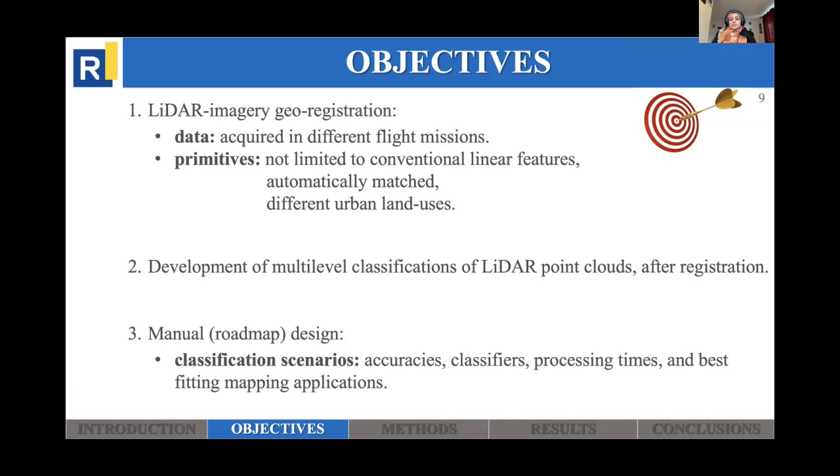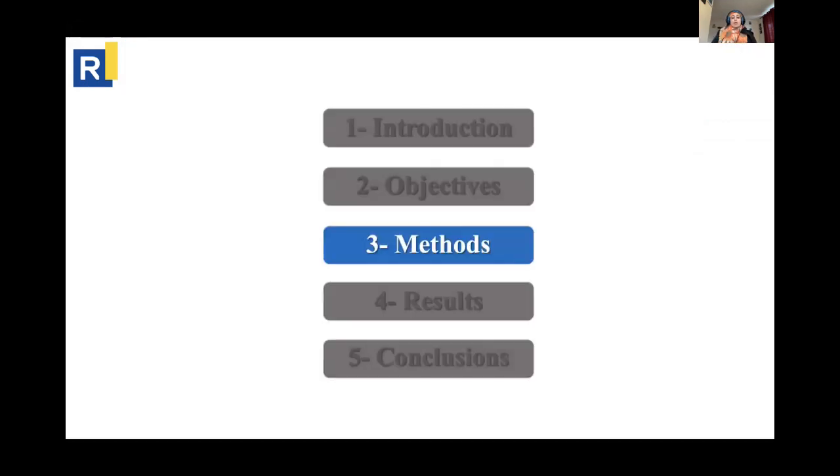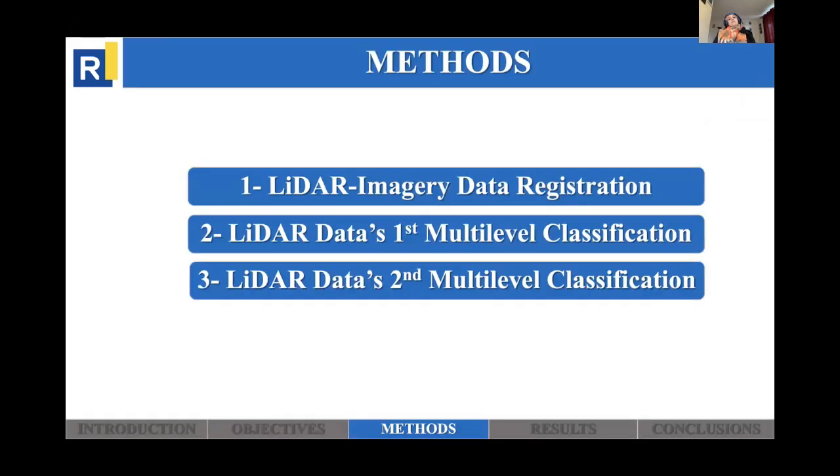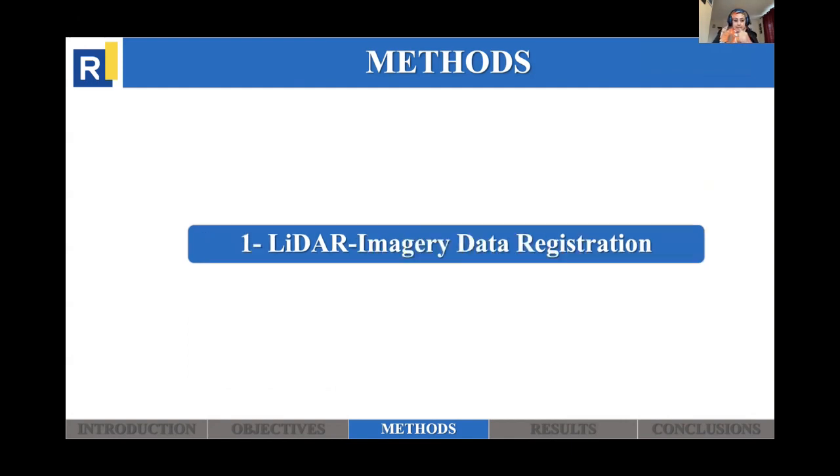And finally, to develop a roadmap that compares different classification scenarios in terms of accuracies, classifiers, processing times, and best fitting mapping applications for each classification scenario. The methods that I used in this research consist of mainly three steps: the LiDAR image data registration, the first multi-level classification of LiDAR point clouds, and a second multi-level classification of the same LiDAR point cloud dataset.